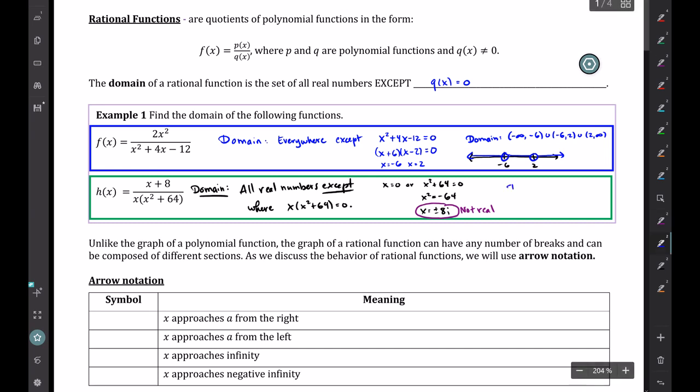So I guess the domain is going to be negative infinity to 0, union 0 to infinity. And if you were to plot that on a number line, you could do it like this. You put an open circle at 0, and you're allowed to have any point to the left or right of 0. Okay. So unlike the graph of a polynomial function, the graph of a rational function can have any number of breaks and can be composed of different sections. As we discuss this behavior of rational functions, we will use arrow notation or limit notation.